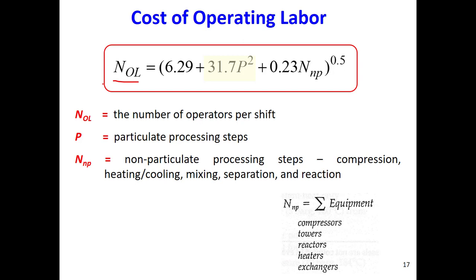So this is the equation that we will use to find the number of labors that we need per shift in a manufacturing site. What is this equation? This is the number of operators that you need per shift. Okay, so this is P, the number of operators that you need per shift. P is the particulate processing step.